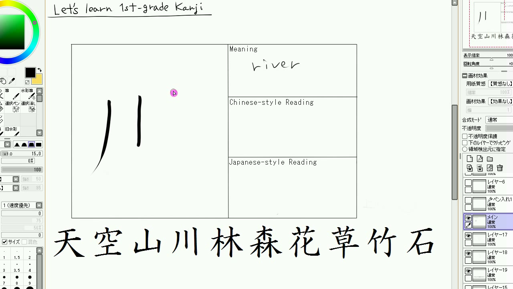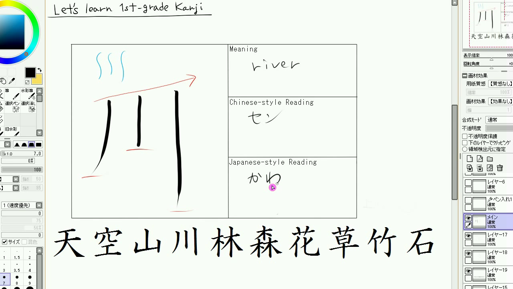And the third one, start from here, a long straight line, and you sweep down. Make sure that the starting point is almost in a straight line going upward, and the lengths are medium, shortest, longest. Okay. Well, of course, this kanji is made from this drawing of a river. Okay. Now, Chinese style is sen. Japanese style is kawa, which means a river. Well, this kanji is used in my last name, actually.